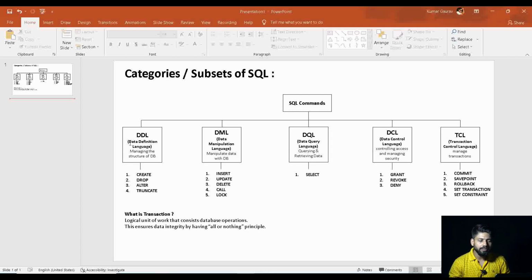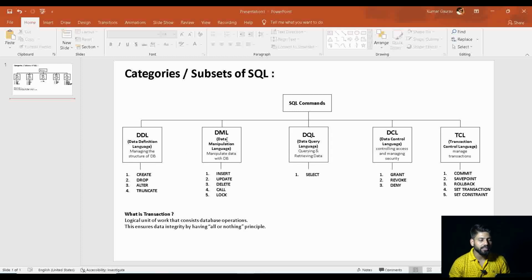This DDL is nothing but the data definition language. All commands related to data definition language come under the DDL. That means it manages the structure of the database we are having; that structure is managed with DDL commands. That means creating the table, dropping the table, altering the table, truncating the table. All these things come under the management of the structure of the database. So all these commands have been put into the DDL category.